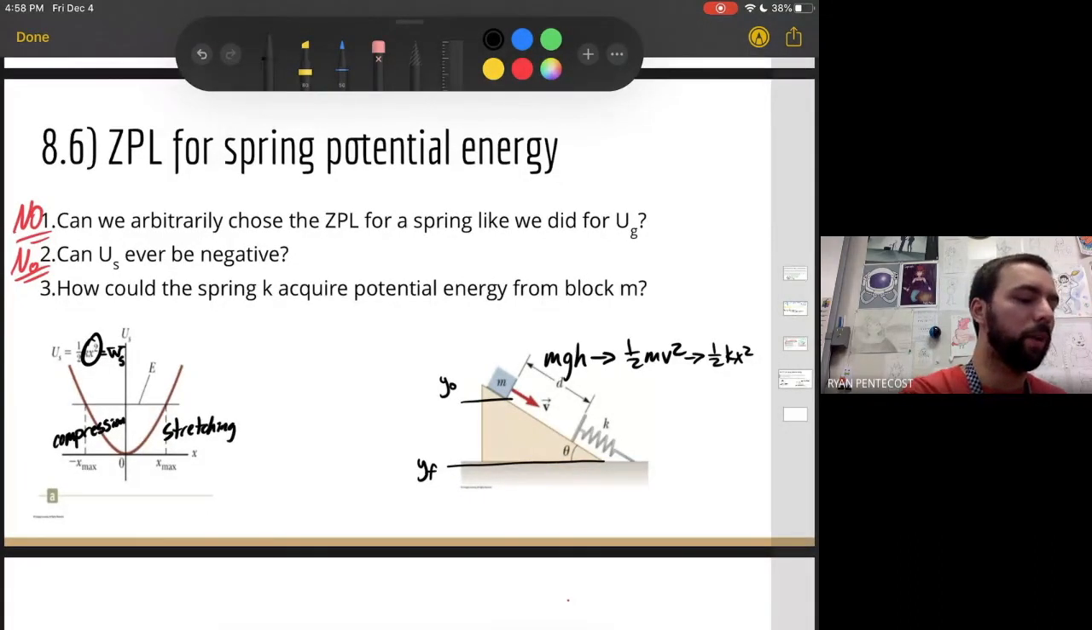All right, that is what we have for the zero potential level. Next video, we will continue on into the conservation of energy problems and how to work a conservation of energy equation.